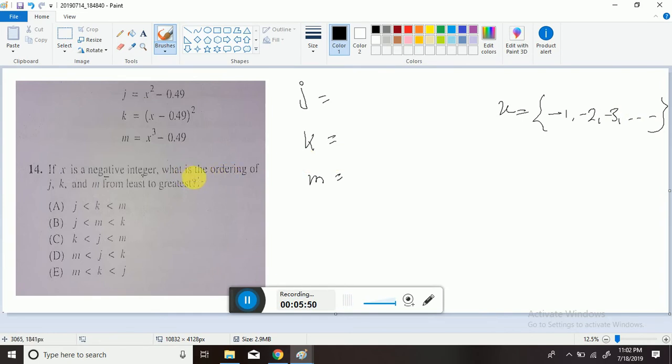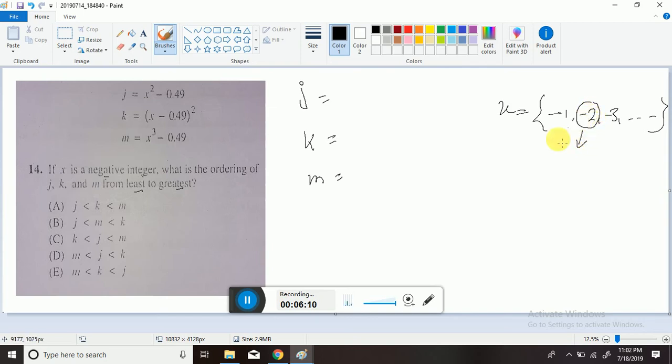What is the ordering of J, K, M from least to greatest, minimum to greatest? Which one is the smallest? In such a case, we have to just substitute any one of the values from here. That will make it very easy.